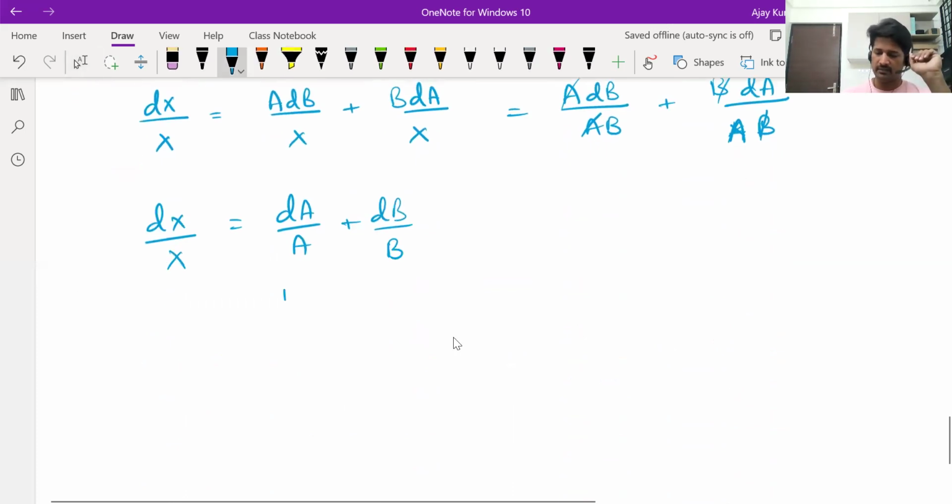This is the relative error in A or relative change in A, and this is the relative error or relative change in B. As I said, for errors, you'll have to use plus sign always. Changes can be negative or positive, but errors will always be positive.